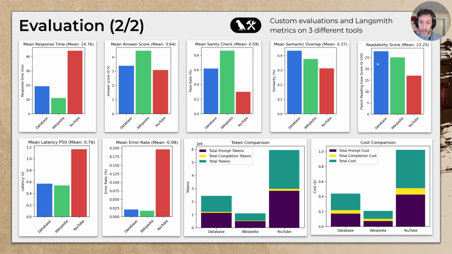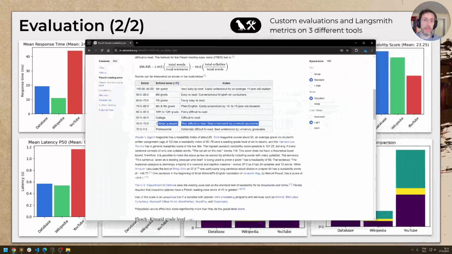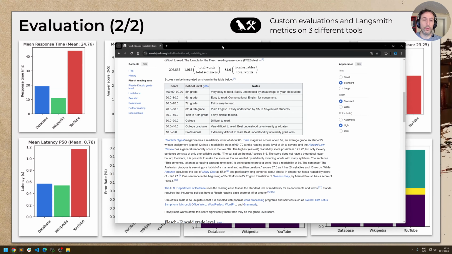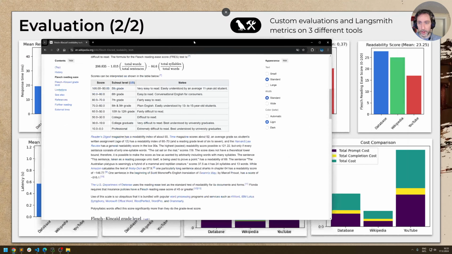The readability score is something I didn't know, it's called the Flesch Reading Ease score. I have it somewhere. Yeah, that's the one. This is a way to evaluate the difficulty, the level of the English answers. For example, my model, when producing answers based on database, Wikipedia, or YouTube, using one of the three tools, it's more or less the same, producing an answer graded with a mean of 23. And if you look at 23, so between 10 and 30, the English language use is evaluated as college graduate, very difficult to read, best understood by university graduates.